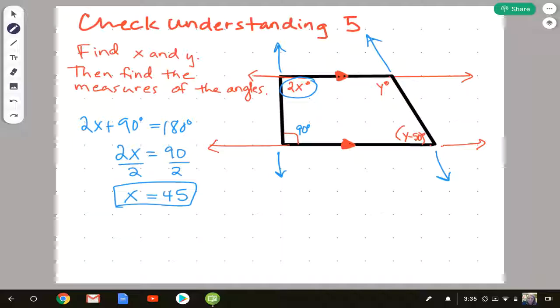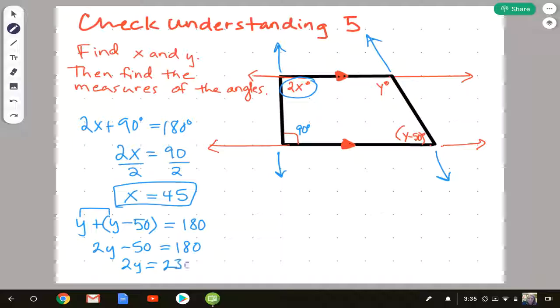So that means if I add those up, y plus y minus 50 should equal 180. I'm going to combine like terms and have 2y minus 50 equals 180. And then I'll add 50 to both sides. So I get 2y equals 230. And then I just need to divide by 2. I end up with y equals 115.